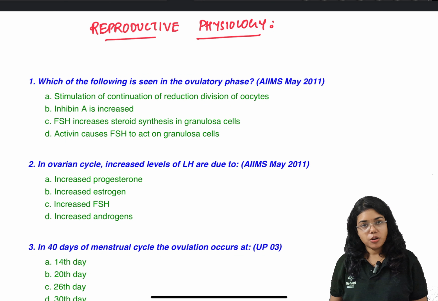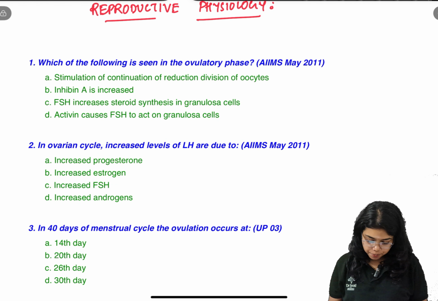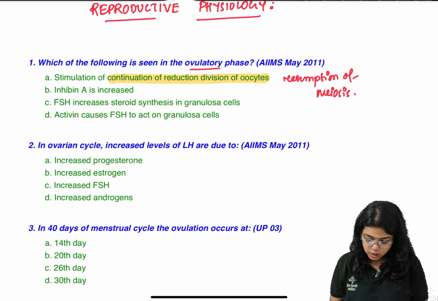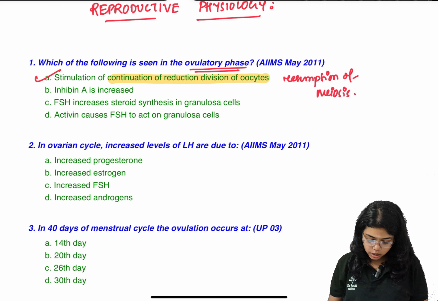Coming to the next topic, that is reproductive physiology. Let's solve a few previous year MCQs. Coming to the first question: which of the following is seen in the ovulatory phase? Stimulation of continuation of the reduction division, that is, continuation of the reduction division of oocytes. That means resumption of meiosis. So in the ovulatory phase, there occurs resumption of meiosis, for which ovulation occurs. So this is the correct answer.